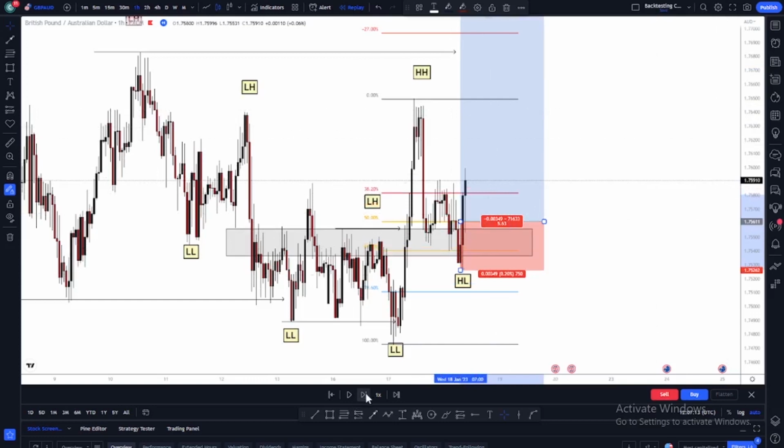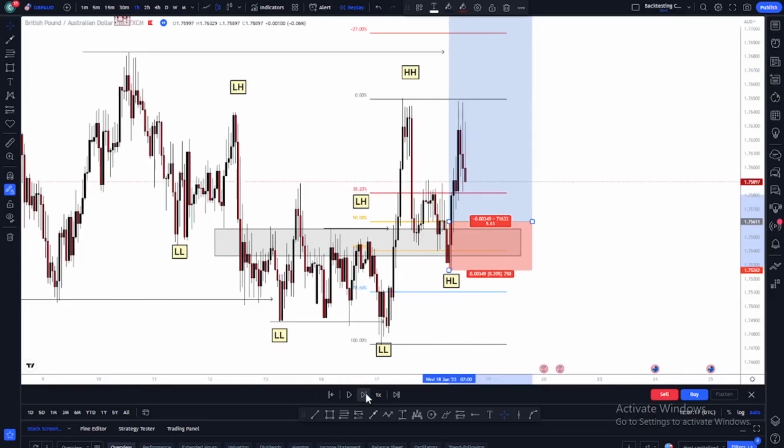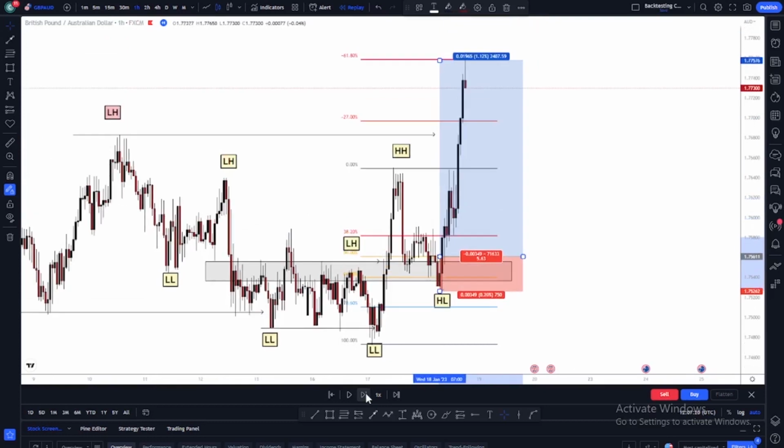So if we go ahead and play it out, this is how our trade played out. Our third take profit got smashed. As simple as that. Risking 34 pips to make almost 200 pips, giving us a 1:5 risk to reward ratio.